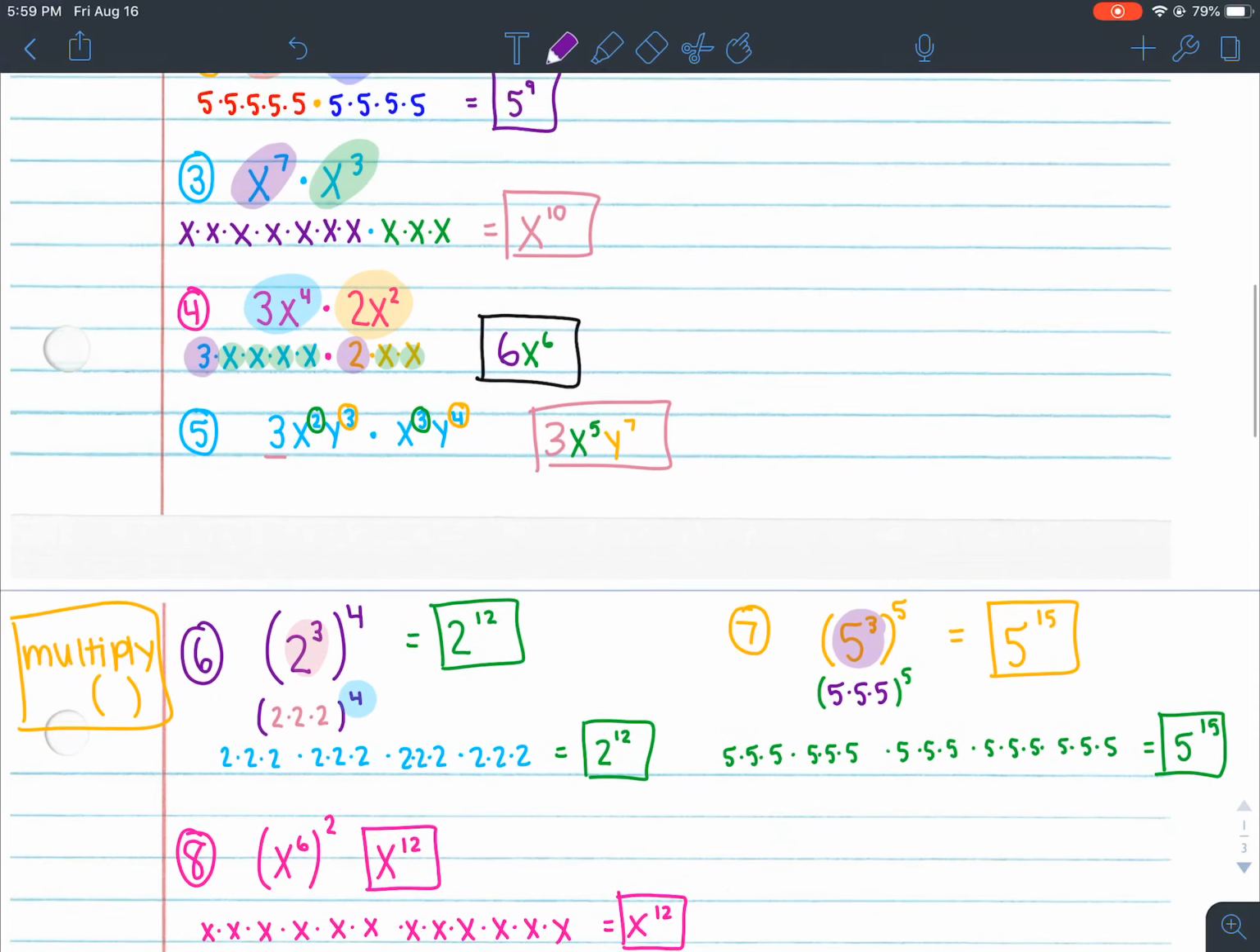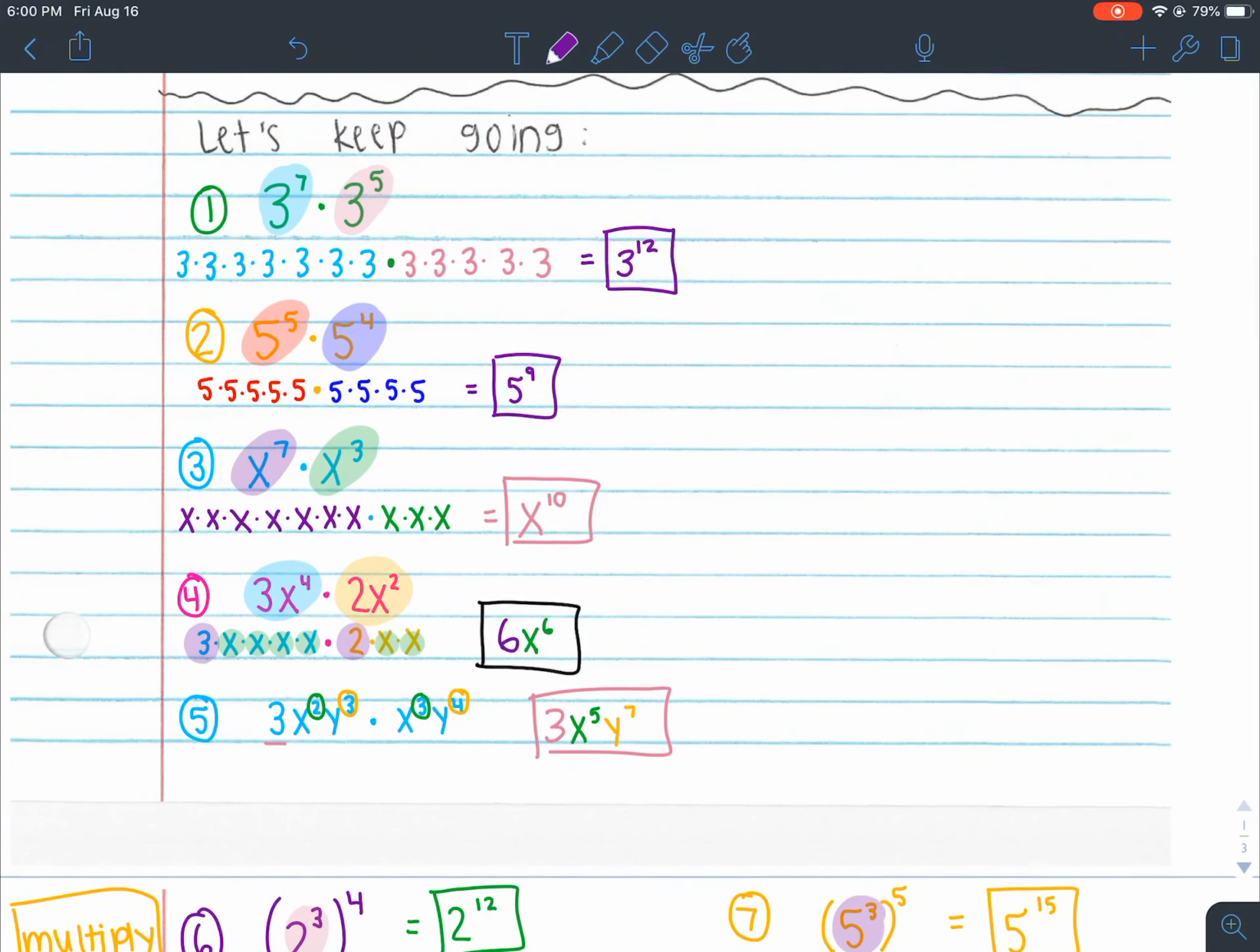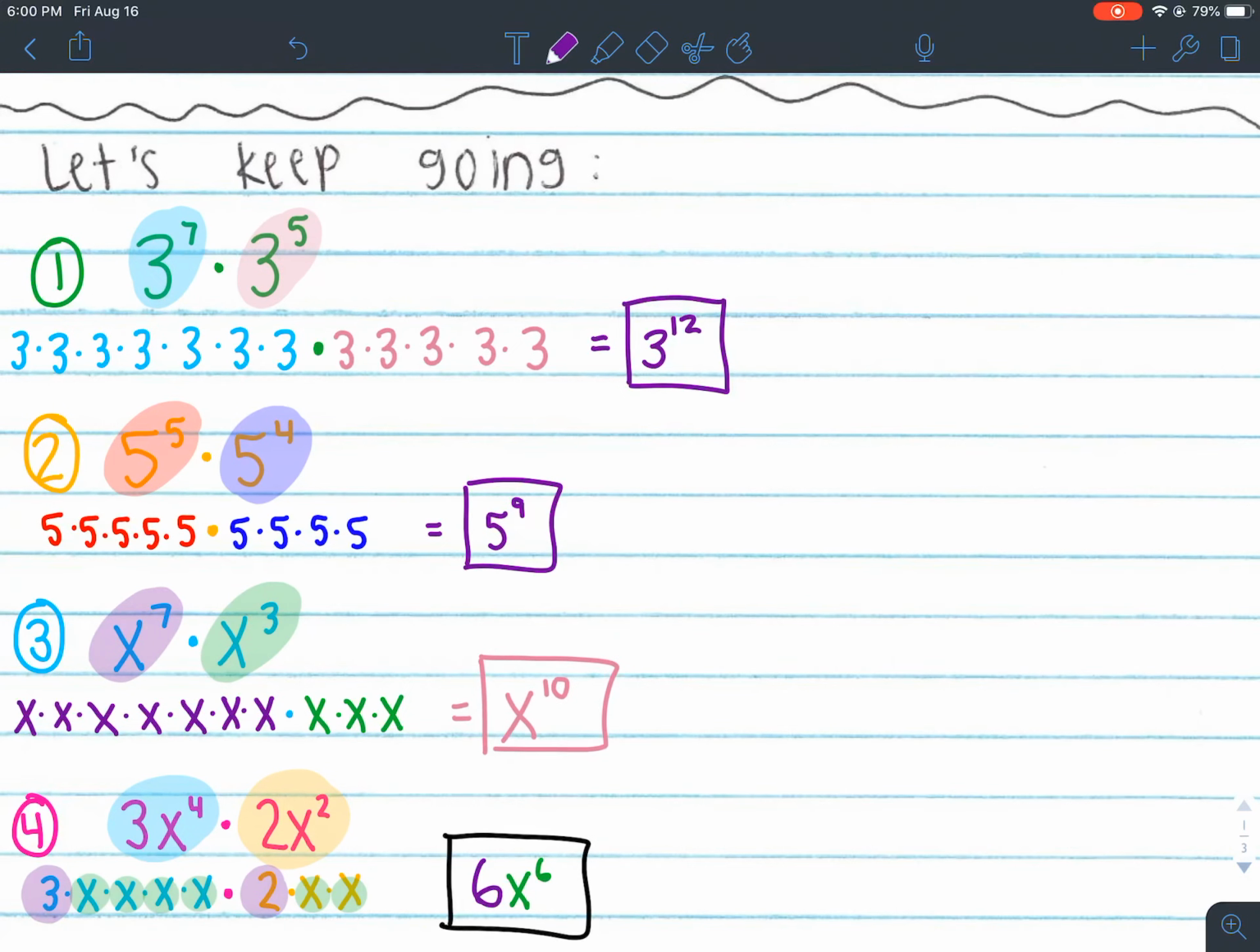And I just want to bring you back to one of the first problems we did. So with number 1 and number 2, I'll go ahead and add in a bonus here. So bonus 1.